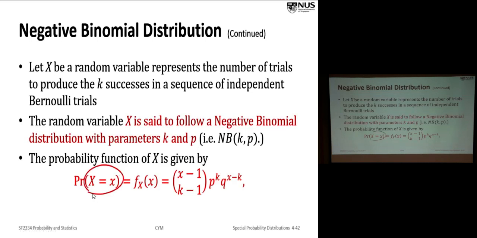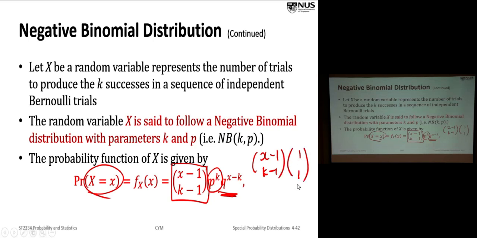Probability of X equal to little x is equal to p^k, k successes, and the rest are failures, q^(x minus k). But this part is choose (X minus 1, K minus 1), and the last one is choose (1, 1). So it's like that. All right. So in other words, I divide the number of trials into 2 groups, X minus 1 and 1. In the first group, I have to fit K minus 1 successes. The last one must be a success. So you choose 1 out of 1.